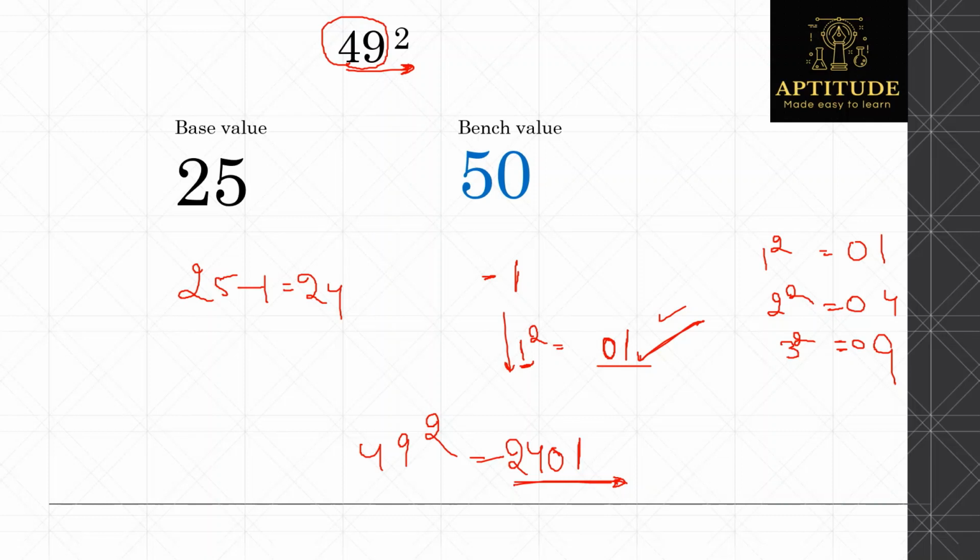So this is one of the tricks for the numbers ranging from 40 to 60. For these numbers ranging from 40 to 60, our bench value will be 50 and base value will be 25. And using this shortcut method, I'll find out those squares very simply within 5 seconds or 10 seconds. Right. Let's see one more example.